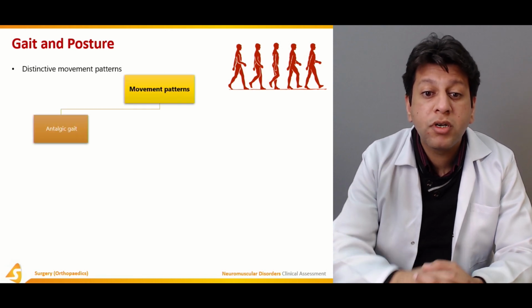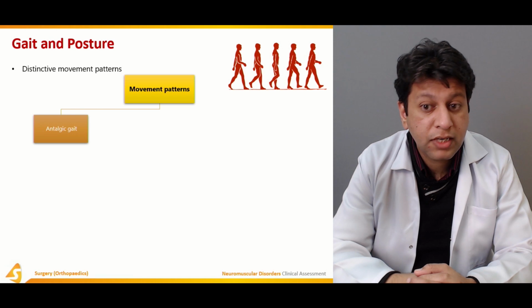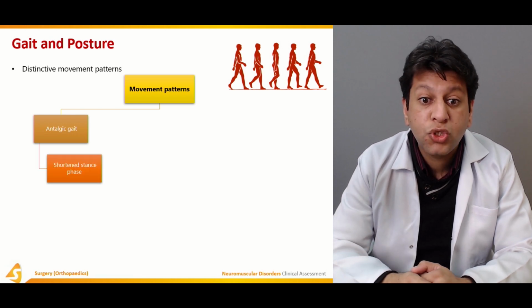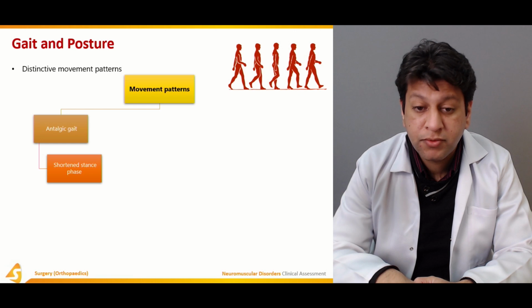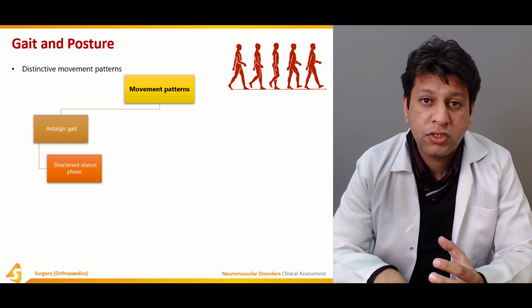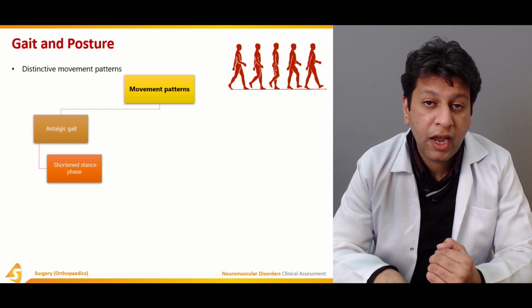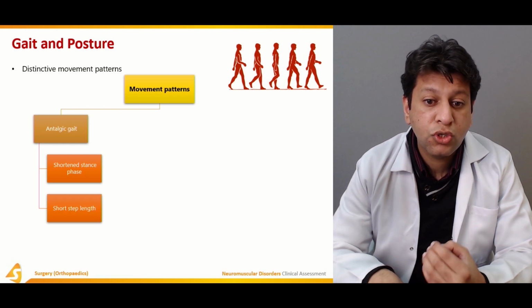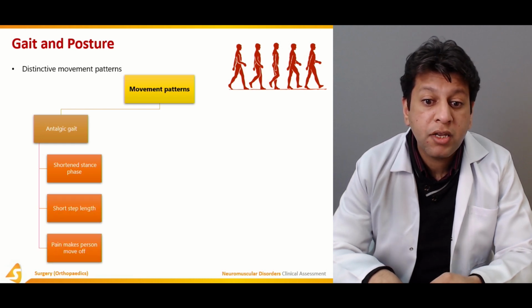Now these movements include antalgic gait. So what is antalgic gait? This is basically a shortened stance phase gait, in which they cannot stay on the leg normally, they have to take quick steps with a short step length, and pain makes a person move off.